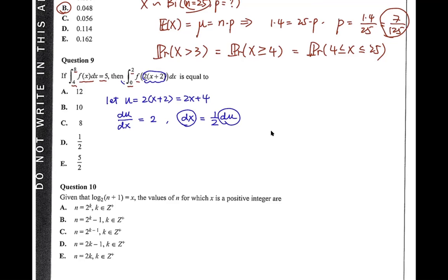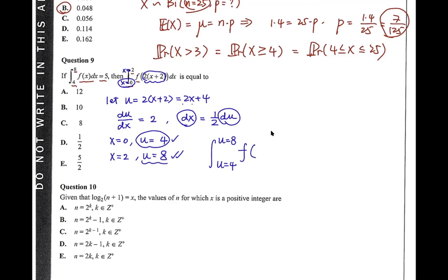Then these two terminals are x values. So when x is 0, the corresponding value of u will be 2 times 0, 0, plus 4, which is 4. When x equals 2, u will be 2 times 2, 4, plus 4, 8. Now, remembering the order, the integral starting from x equals 0, which is u equals 4, to u equals 8.